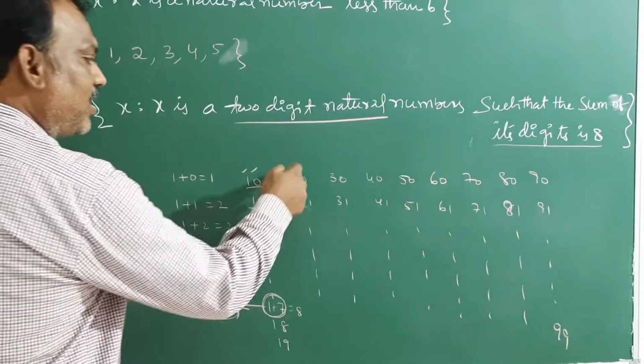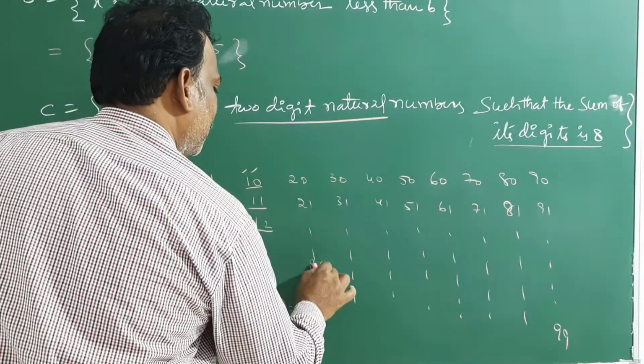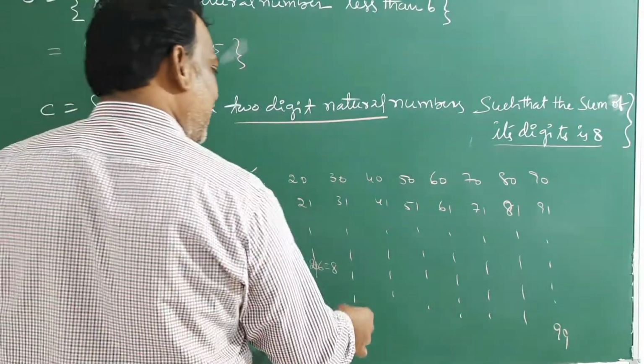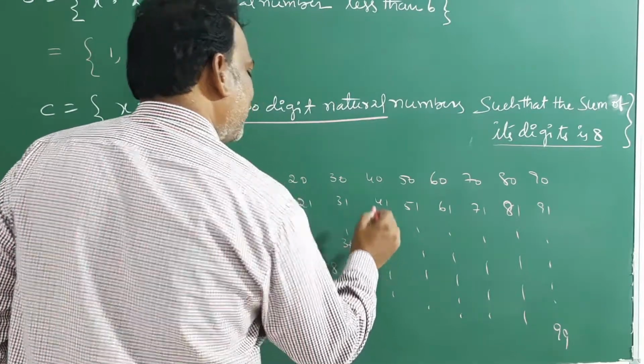Like in the 20 series, is there any possible? Yes, you can see 26. 2 plus 6 is 8. Correct or not, students? Like you can see the 30 series, 35. 3 plus 5 is equal to 8, students.